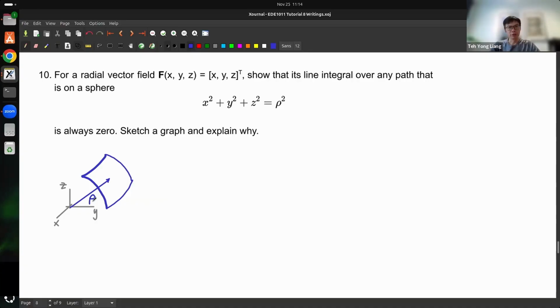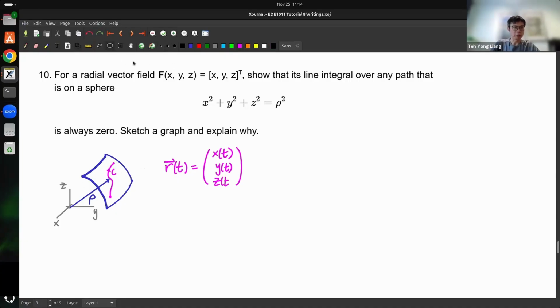So you have a path. The path on the sphere can be any path, it doesn't matter. Let's say the path looks like that. This is path C, for example, on the sphere. How would you parameterize this path? To parameterize the path, you need the R of t, which is x of t, y of t, z of t. This R of t must be pointing to the path.